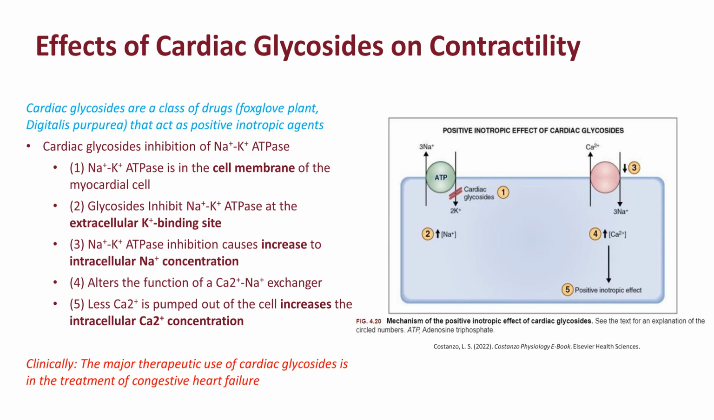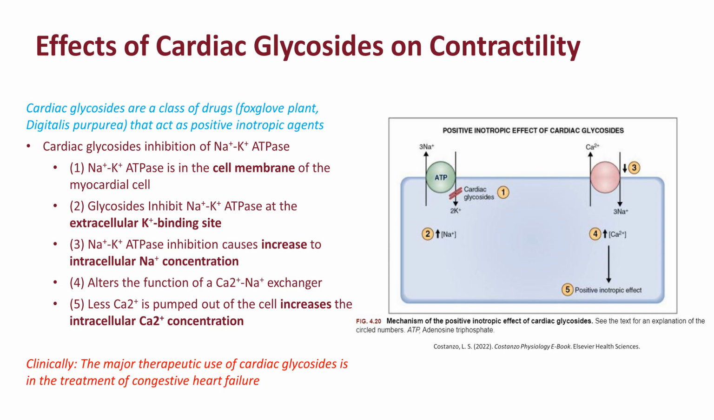Effects of cardiac glycosides on contractility. Cardiac glycosides are a class of drugs from the foxglove plant, also known as Digitalis purpurea, and they act as a positive inotropic agent. They increase the contractility of the heart. The major therapeutic use of cardiac glycosides is in the treatment of congestive heart failure. This is a condition characterized by a drop in contractility of the ventricular muscles, a negative inotropism. When heart failure occurs, there is not enough tension developed, and therefore it cannot eject the normal stroke volume of blood into the aorta. And this is very serious and of course life-threatening.